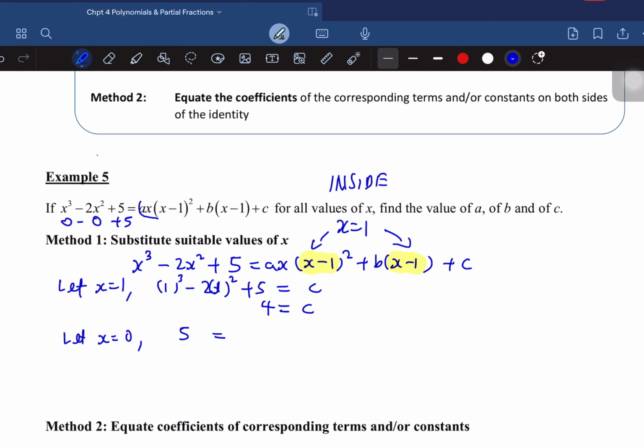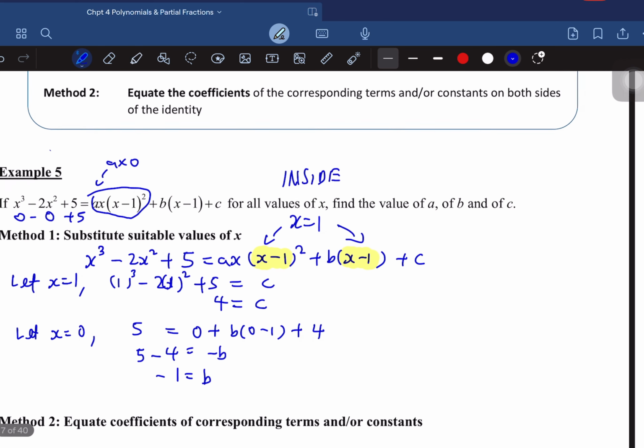this term here also will be 0, because here will be a times 0. So 0 plus b bracket 0 minus 1 plus c, whereby my c is 4, which is found in the previous step. So I'll have 5 minus 4 equals to negative b. My b equals to -1.